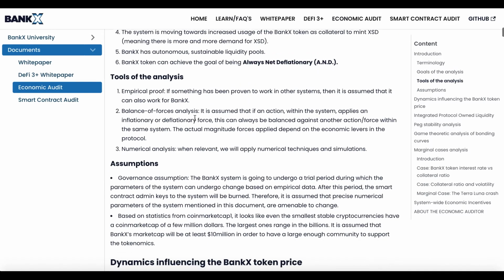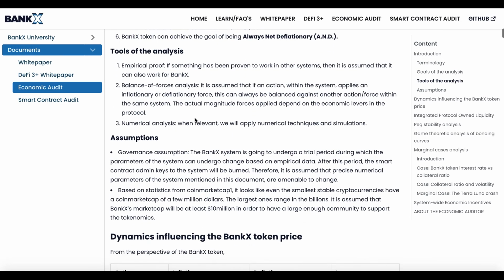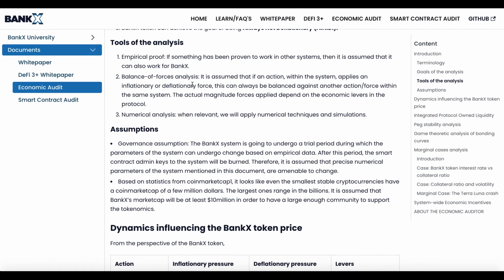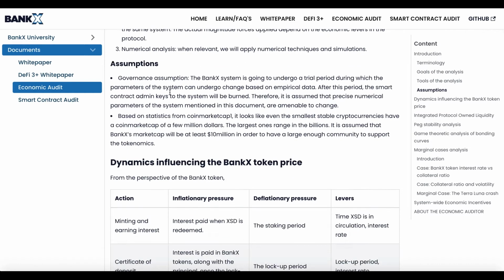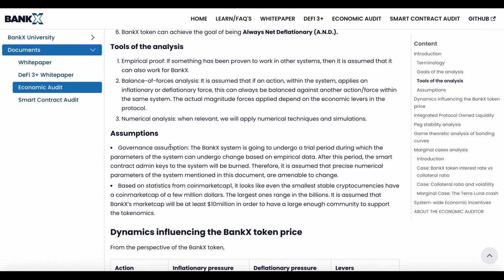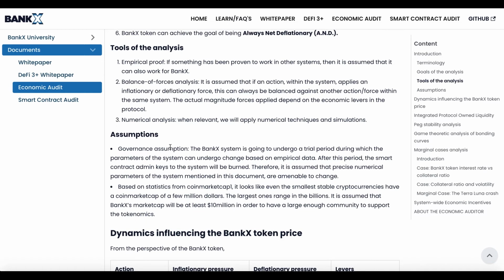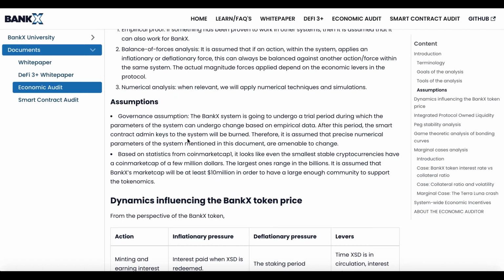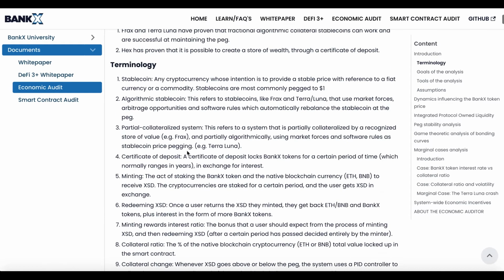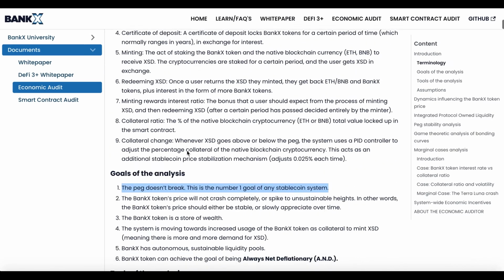Then we move on to the tools of the analysis, and again the methods that we're using for this audit are borrowed from data science and they vary, right? So from empirical proof and comparison with other projects to game theory to statistics. And here are the assumptions. Every type of analysis in economics or tokenomics is always based on some assumptions. So we need to state them. So essentially what we're doing in the introduction is we're setting the foundation for what is to follow.